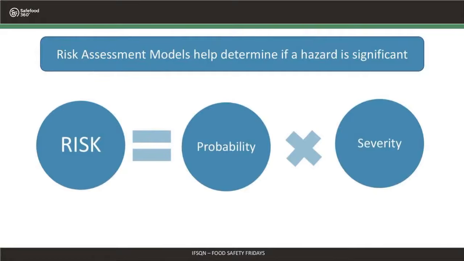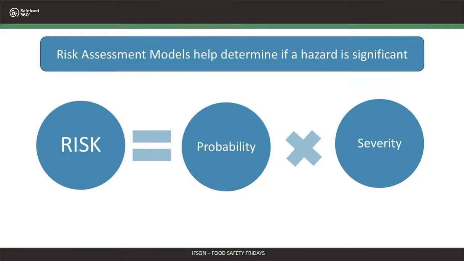Then if we have a look at risk assessment, so risk assessment models help you to determine if a hazard is significant. Now, the term significant, we've said it a few times already, it is widely known but poorly understood. So the term significance is used simply to describe those hazards which present a real risk of impacting on the consumer. So a significant hazard will have an impact on the consumer.